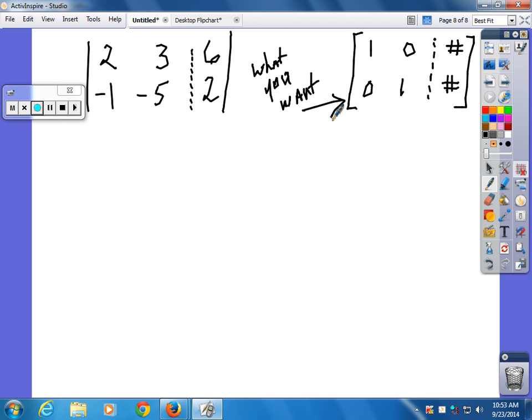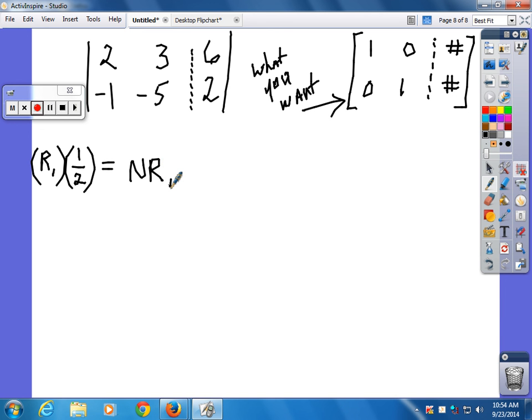For instance, if I want to get a 1 right here, what do I need to do? I either need to subtract 1 or I need to divide by 2. Well, you don't subtract in matrices. You can, but that's another unit. All right? So I'm going to divide the first row by 2. So I'm going to write row 1 multiplied by 1/2, or divide by what? 2. And that gives you new row 1.